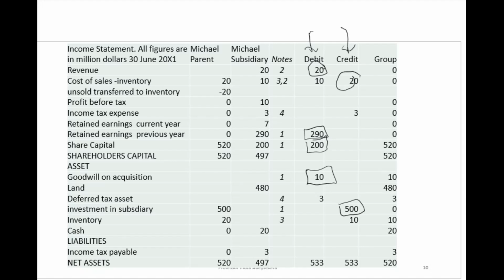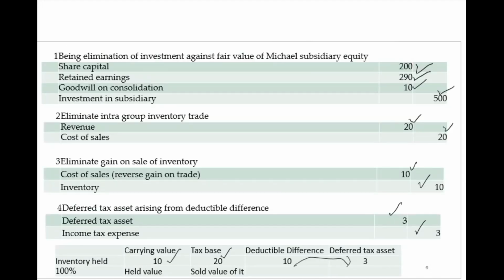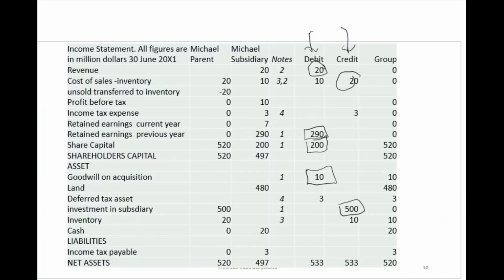Our third transaction is to eliminate the gain on sale of inventory. We need to debit cost of sales of 10 million and credit inventory of 10 million. So on the worksheet, we debit cost of sales 10 million and we credit inventory 10 million. We're increasing the cost of sales by 10 million to reduce the gain.